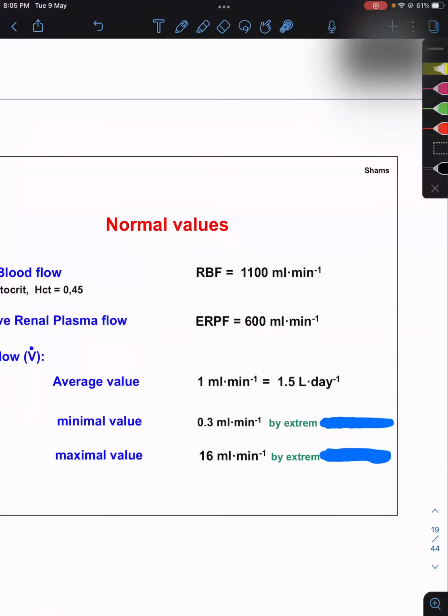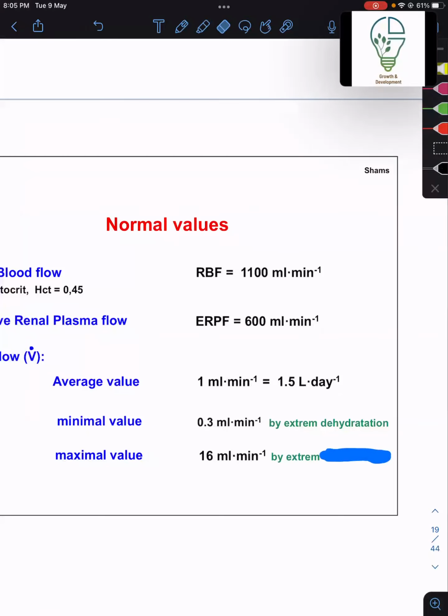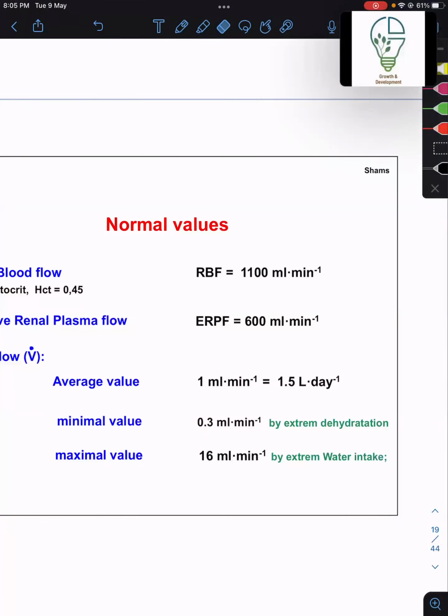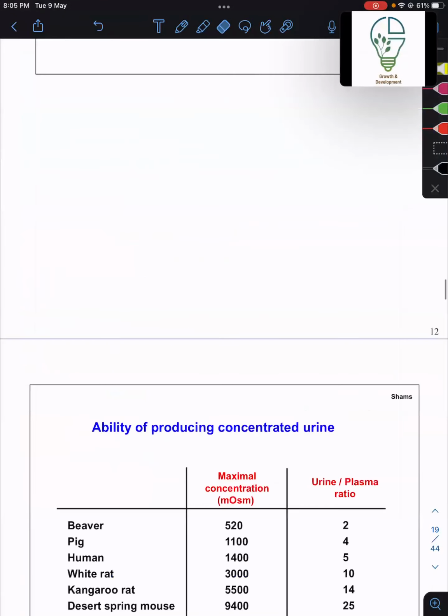Dehydration, good. And then the opposite, if I have higher urine flow, that's caused by extreme what? High water intake, exactly. It's just intuitive. If you drink more water, you're going to pee more. That's essentially just what it's saying.